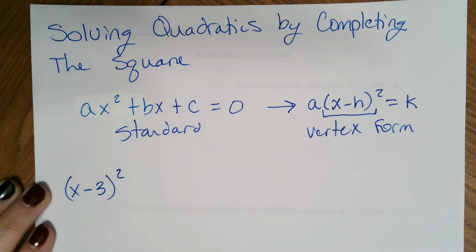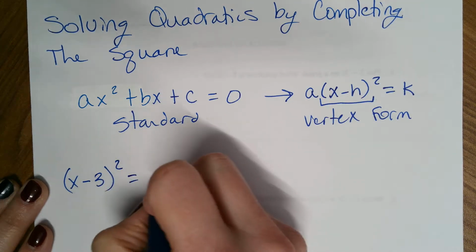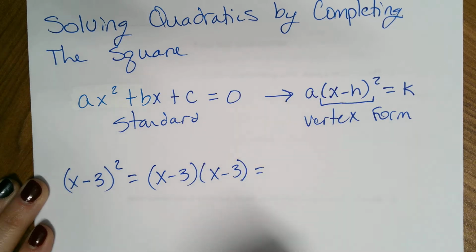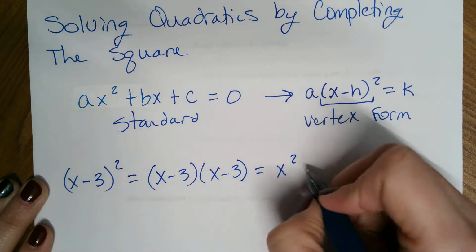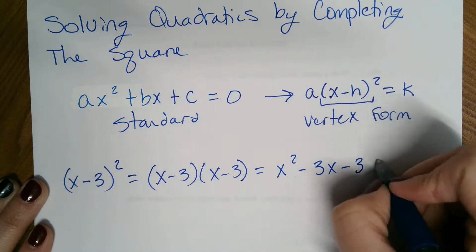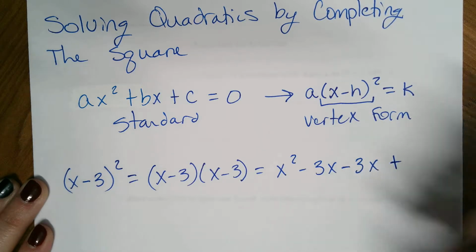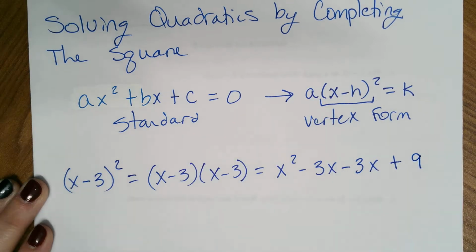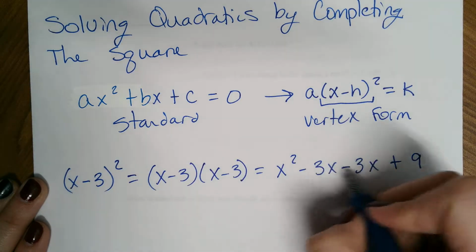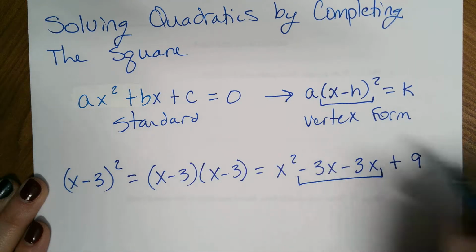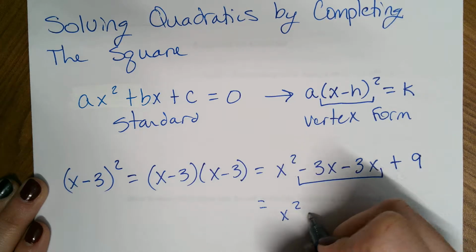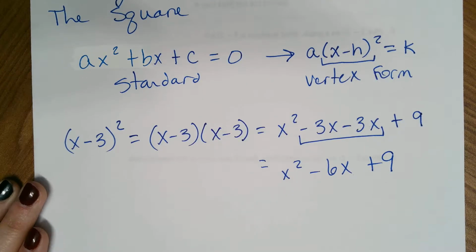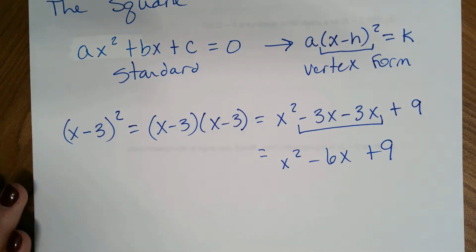So something like x minus 3 squared. Well, if I multiply that out, x minus 3 times x minus 3, I'm going to end up with x squared minus 3x plus 3 times 3 gives me 9. And so if you look, combining my like terms, these two right here, I end up with x squared minus 6x plus 9. Let's do one more, see if we can find the pattern.